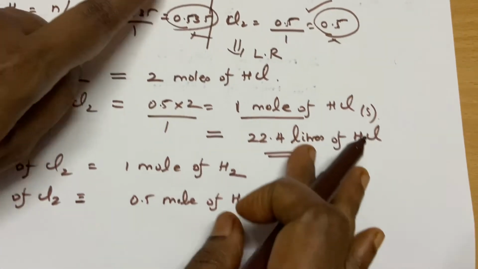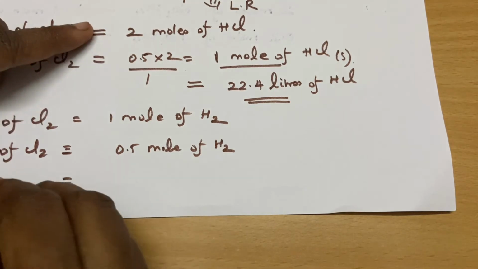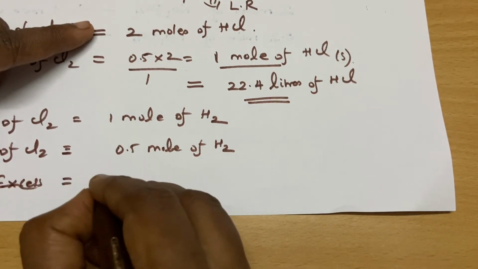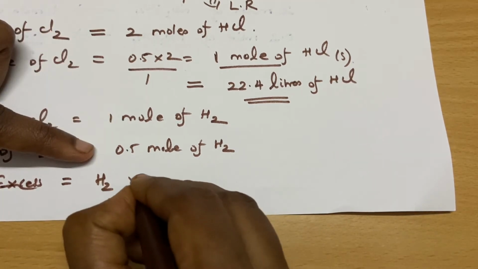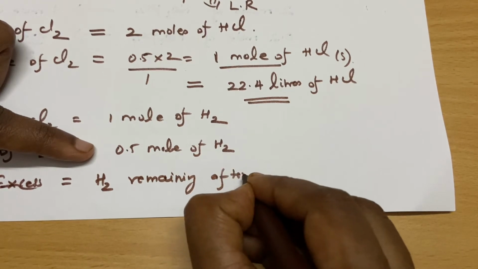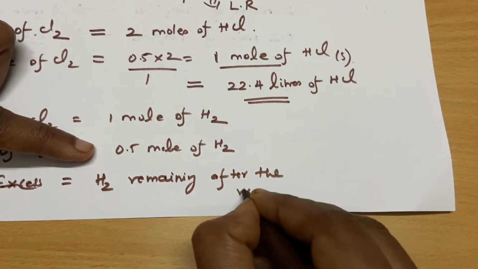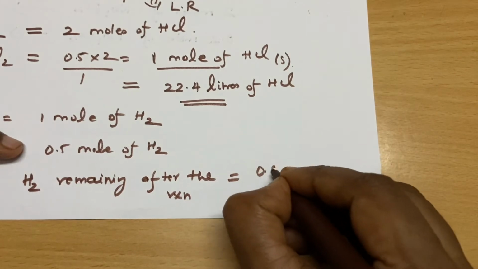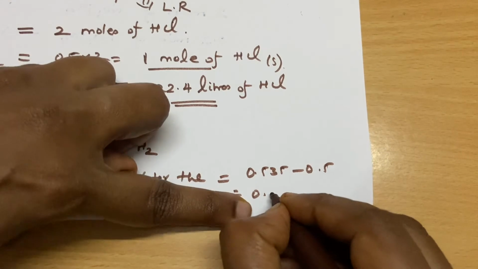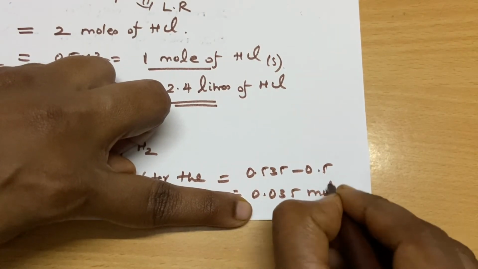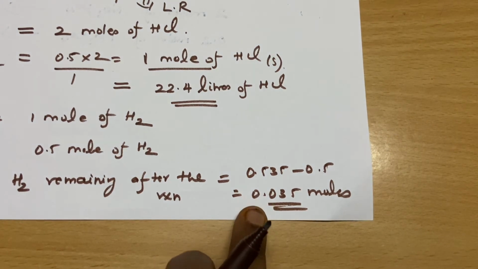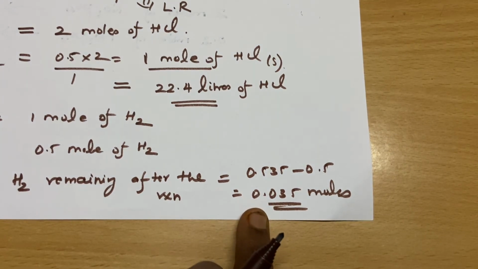0.535 moles. Okay, so the excess reagent. Okay, the excess reagent. So hydrogen remaining after the reaction is equal to 0.535 minus 0.5, which is 0.035 moles. Can you convert this into liters, because your hydrogen is gaseous in nature, right?